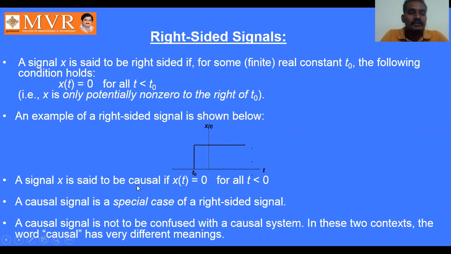A signal x is said to be causal if x of t equals 0 for all values of t less than 0. A causal signal is nothing but a special case of a right-sided signal. Here, the causal signal is a special case of this right-sided signal. The causal signal is not to be confused with a causal system. In these two contexts, the word causal has very different meanings.